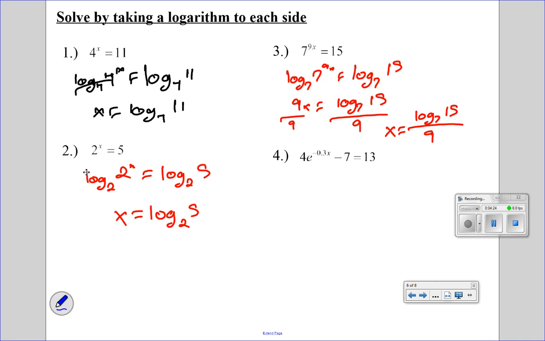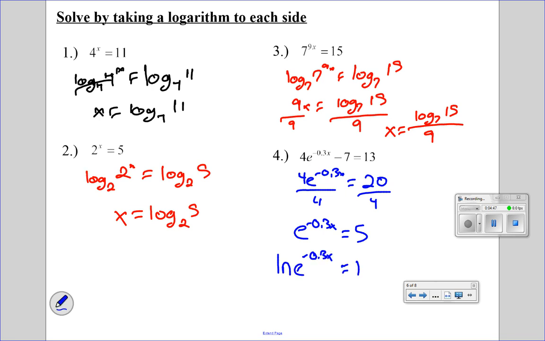And then on this last one, it's so much easier if we simplify this first. So we can add 7 to both sides, divide by 4. e to the negative 0.3x equals 5. Now we can take log base e of both sides, which is the same as natural log. This cancels out, so we have negative 0.3x equals natural log of 5, and so we can just divide by negative 0.3. And that's our answer.